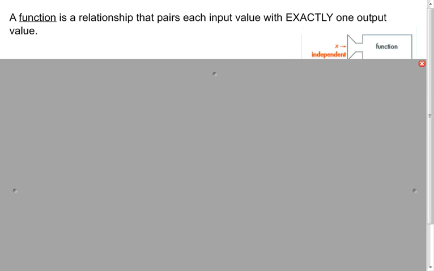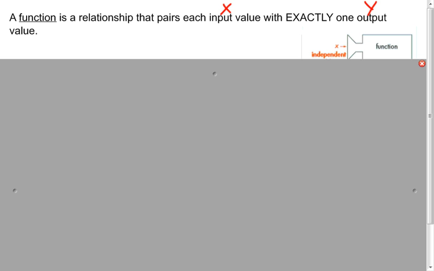Next information. A function is a relationship that pairs each input value with exactly one output value. Remember, the input values, those are your x's. The output values, those are your y's. So each x has to have one y that comes with it. Go back to your cake example for a second. If I put flour and butter and eggs and chocolate and all that stuff into the oven, I'm not going to get out a steak dinner. Okay? I can't put one thing into my oven and get two different things out. It doesn't work that way.